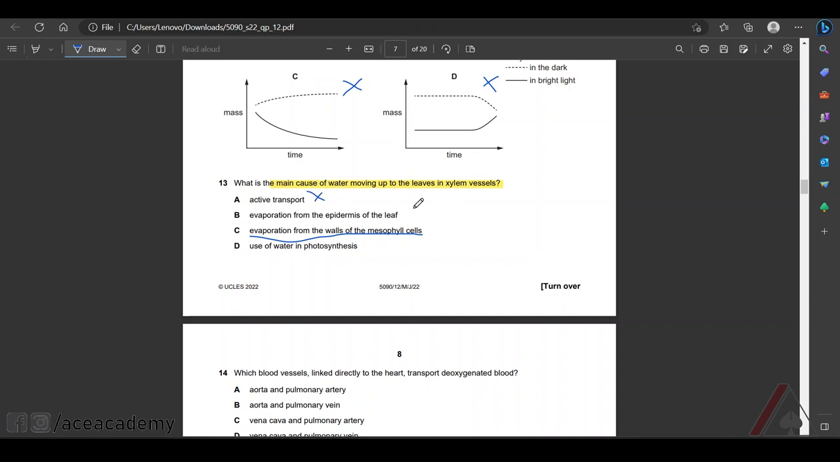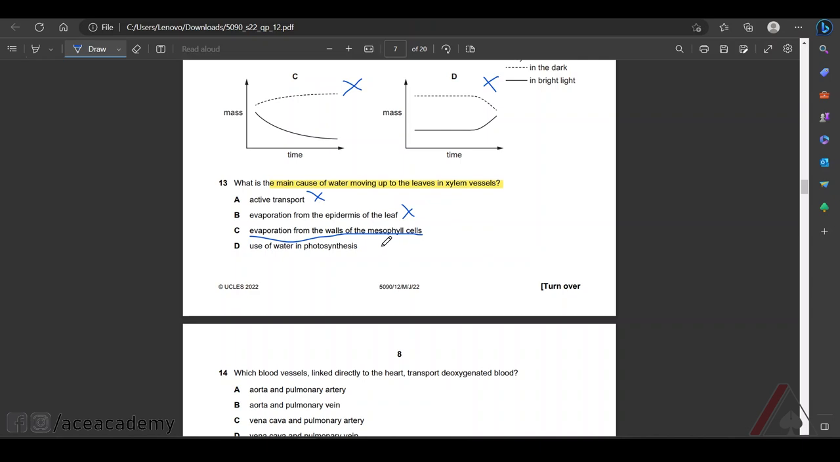Option B, evaporation from the epidermis of the leaf. No, water doesn't evaporate from the epidermis of the leaf. There's usually a moist lining found on the walls of the mesophyll cell. That's where the water is usually found, and that's from where it basically evaporates. So B is also wrong.